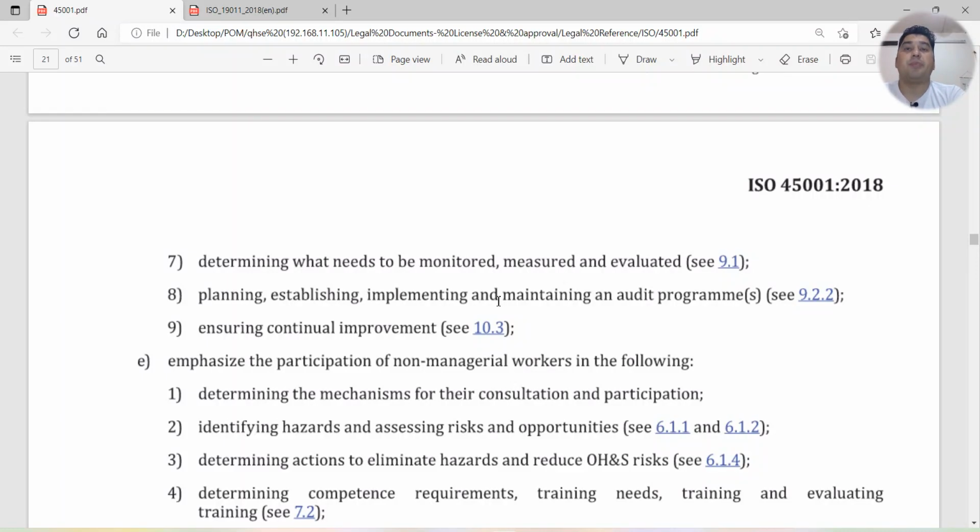Ensuring continual improvement, 10.3. When you are setting some objectives and targets and you are making some plan for the continual improvement of your process, occupational health and safety management system, or your organization, at that time you have to make sure that workers also are getting involved in this process, because they're going to help you for continual improvement of the occupational health and safety management system or your business.